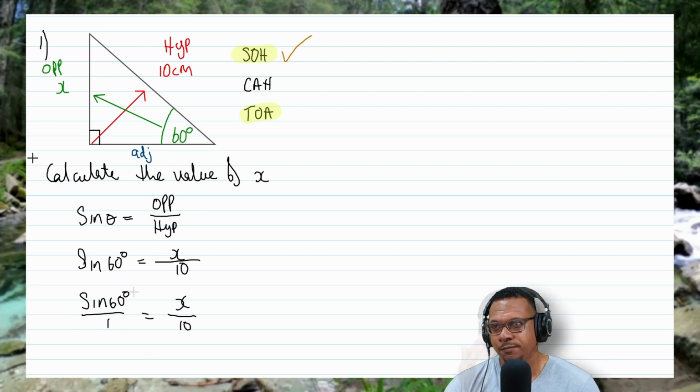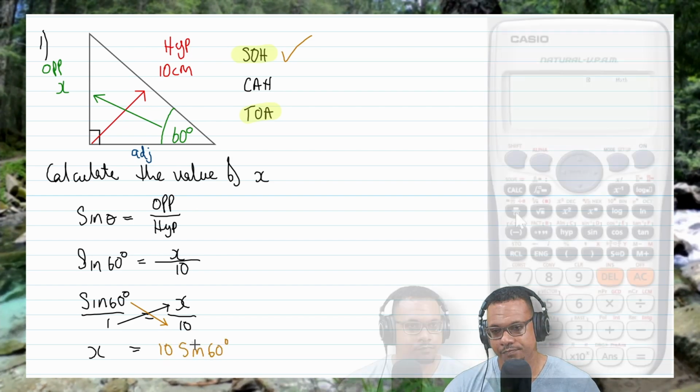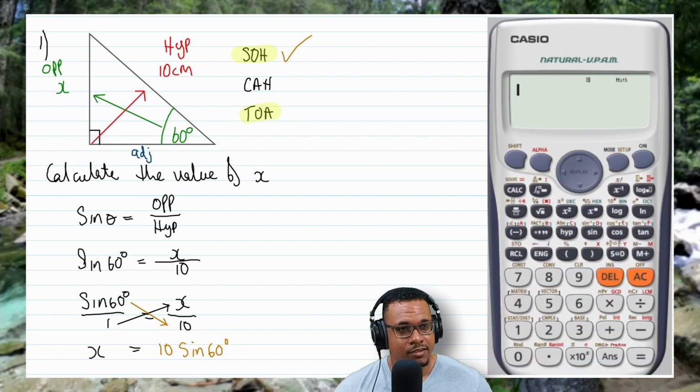Now, cross multiplying. When I multiply 1 by x, I would get x. So that's equal to, and when I multiply sine 60 by 10, I'll get 10 sine 60, which means 10 multiplied by sine 60 degrees. So I'm going to bring my calculator up. I'm going to make sure my calculator is in degrees. So I'm seeing a D up here, that means degrees. All right. There are other ways to measure angles, which are radians and gradians.